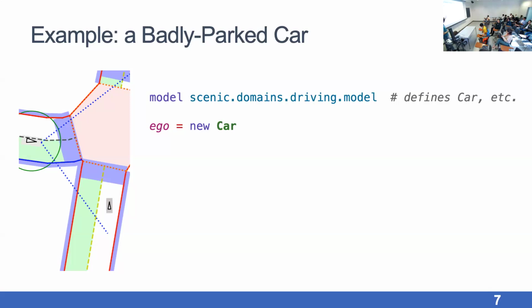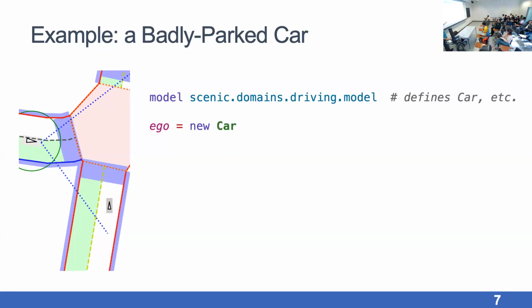So in this particular example, the driving model puts a prior distribution on position of cars, which is uniform over the surface of the roads. So anywhere in the road network, but not, for example, on a sidewalk, inside a building, that kind of thing. Okay. So this car, since we haven't specified anything, is just using those default distributions defined in the car class.